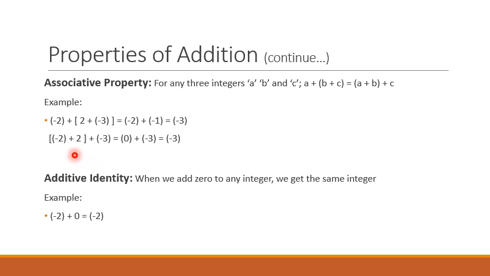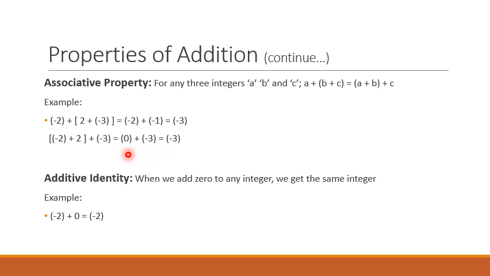Now let's change the grouping. Here I am adding minus 2 and plus 2. So if I add minus 2 and plus 2, what will I get? I'll get 0. Now add 0 to the third integer, that is minus 3. 0 plus minus 3 gives me minus 3. So you can see here, irrespective of the grouping, the answer came the same. So this is what the associative property says. Irrespective of the grouping of the three integers, the answer remains the same.